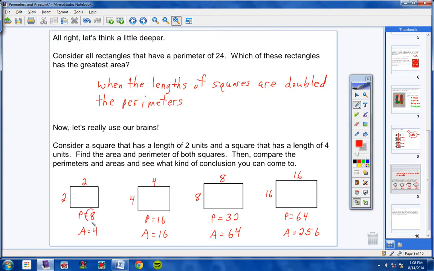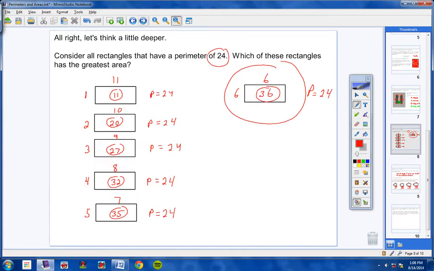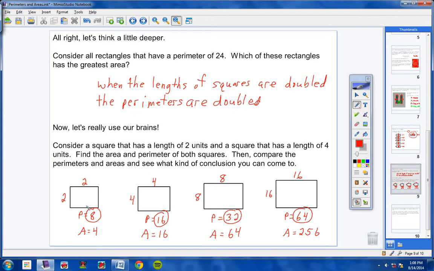We went from an 8 to a 16, to a 32, to a 64. So to me, it looks like every single time that I double the lengths, the perimeters are also doubled. Do you see that okay? Look at it again if you need to. Whenever the lengths are doubled, the perimeter is doubled.